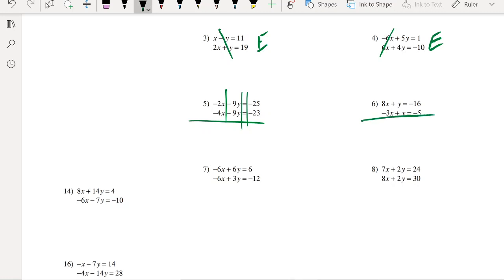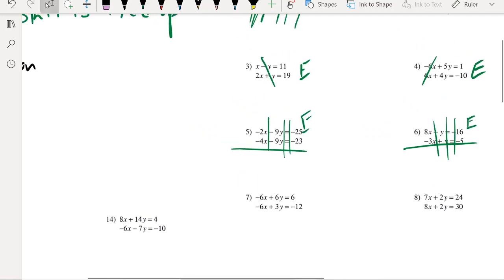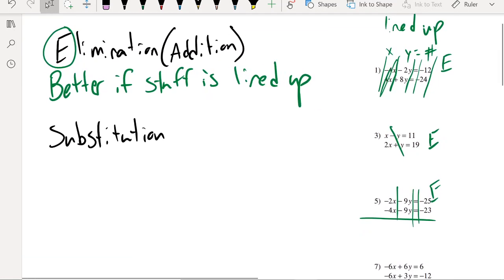And the same thing here, we'd have to eliminate the y, but we'd have to get rid of some stuff. But it's still lined up. So that's an E. That's an E. Okay. And now substitution.